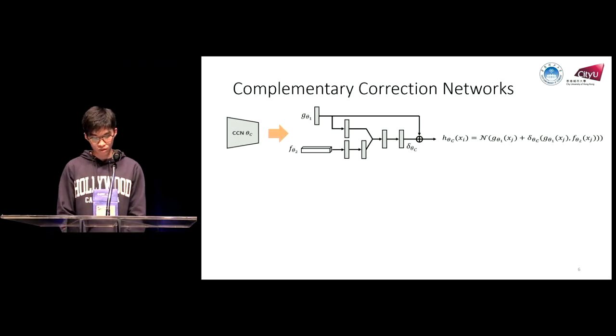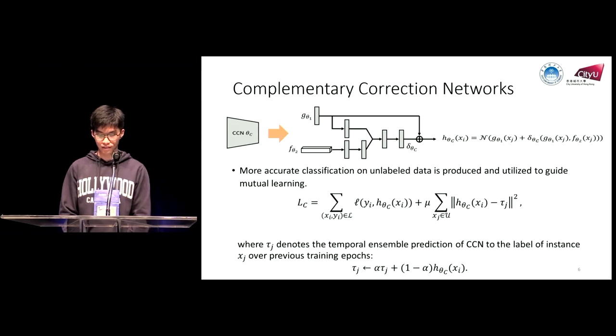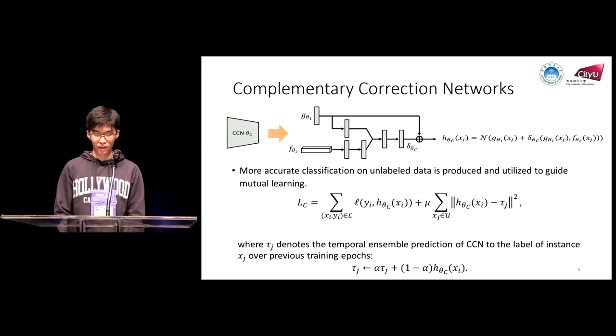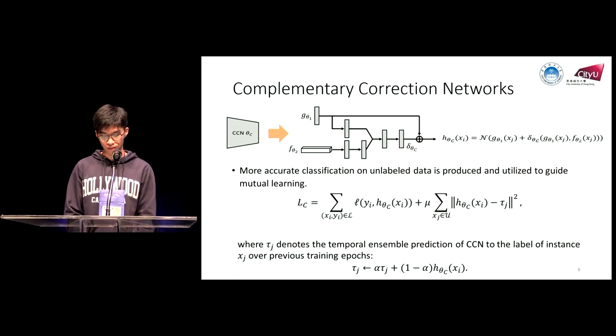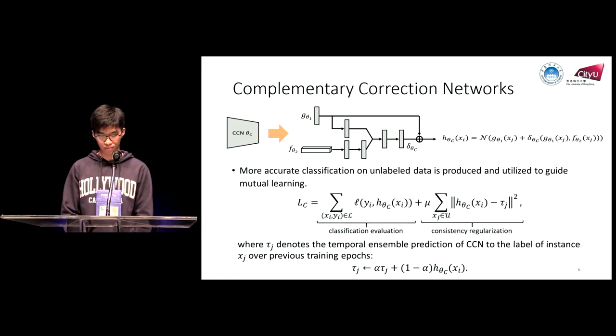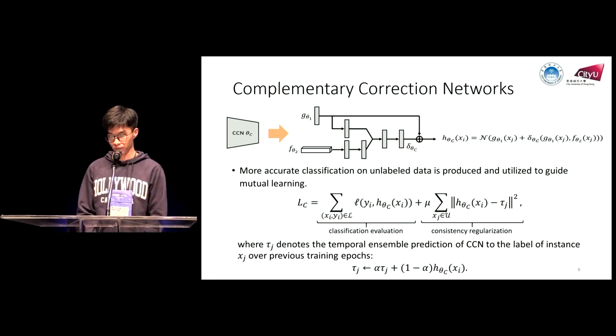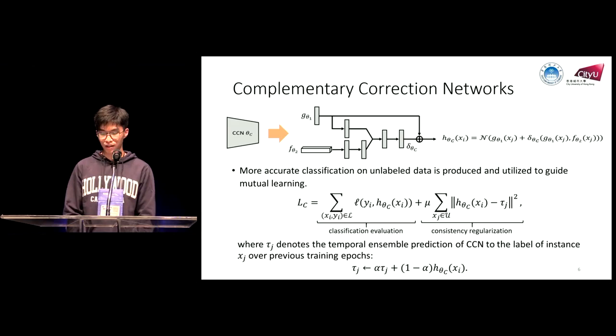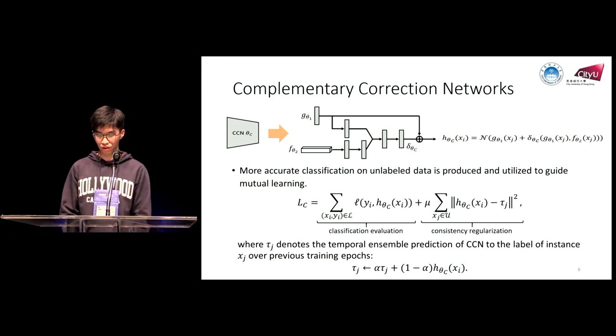An important feature of CCN is the identity skip connection. In addition, the features from the second network are used as side input. The overall loss function of CCN is composed of a classification evaluation on labeled data and a consistency regularization on unlabeled data.